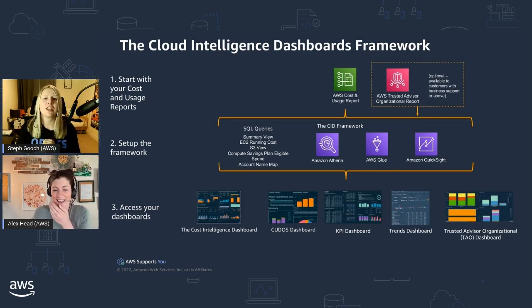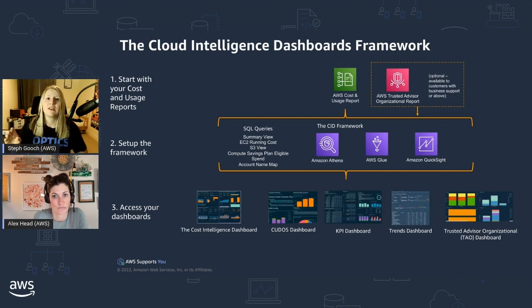Starting off, we've already talked about the Cost and Usage Report, so get that data set up. There is another option to use Trusted Advisor, and maybe we'll come back to that. What this Cloud Intelligence Dashboard framework will do is use your Cost and Usage Report and create a bunch of views in Athena. There's a list of them here: your summary view, EC2, S3, compute, and account map. What that will contain is a summarized version. The Cost and Usage Report is huge, and we don't need all that data when we're trying to set up a dashboard. We just need the stuff that's important to you.